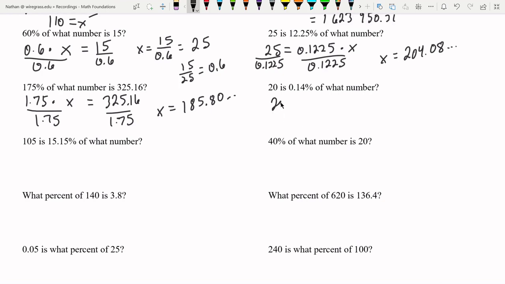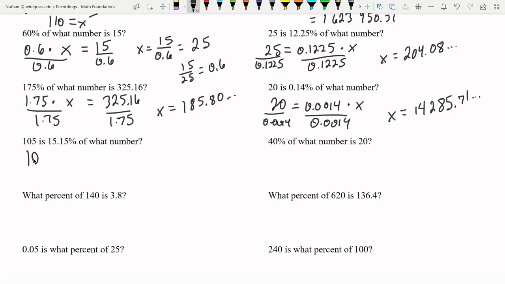Okay, 20 is 0.14% of what number? So I just need to divide. 20 divided by 0.0014 is 14,285.71, and this continues on. So the percentage is a very small number, and 20 is the part, so the whole is going to be way bigger than 20. And that's what we see here, 14,000. So that kind of makes sense.